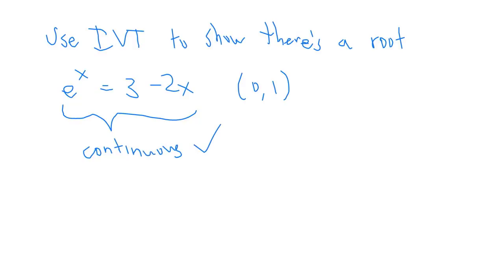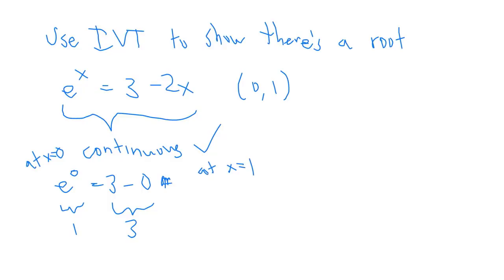And then you also need to show that they're not equal at 0 and 1. So what you do is you do e to the 0 equals 3 minus 0. So this side is 3, and this side is 1. So they're not equal. So this is at x equals 0, and this is at x equals 1.